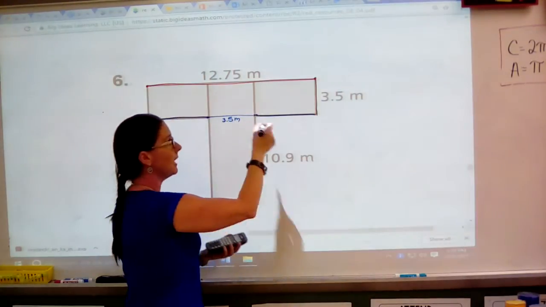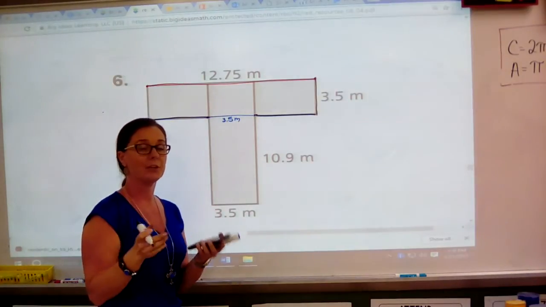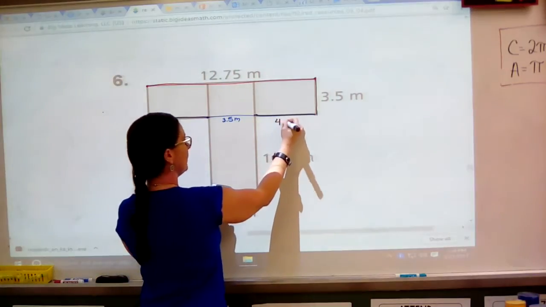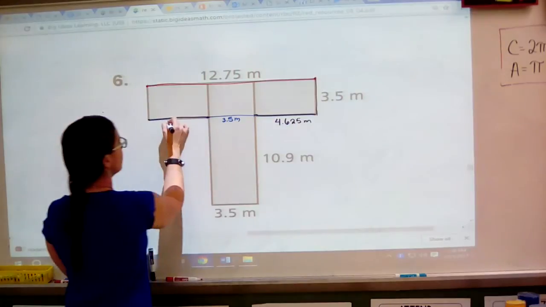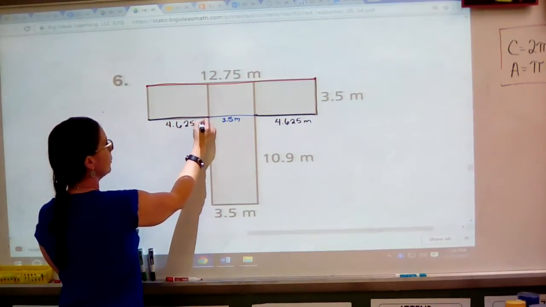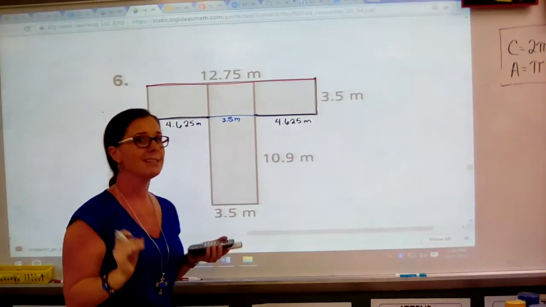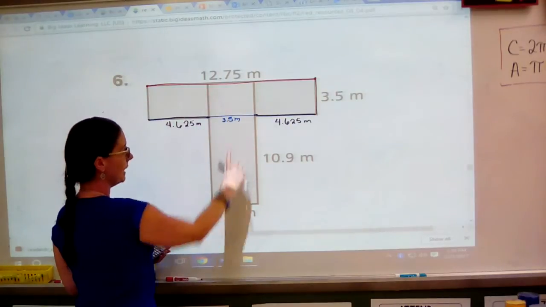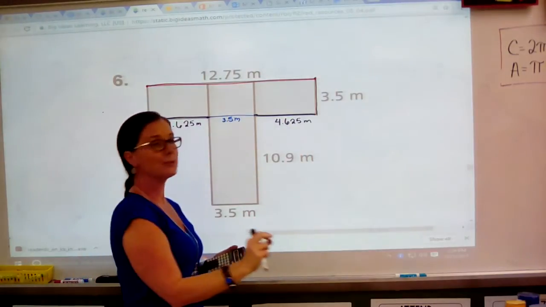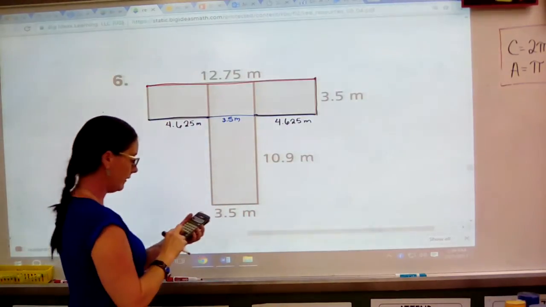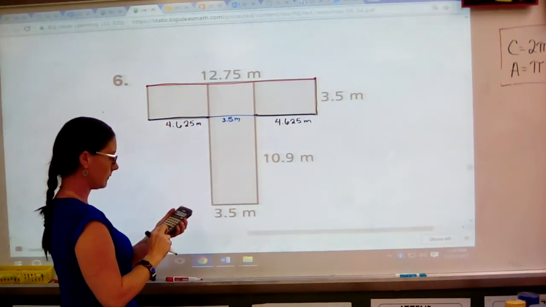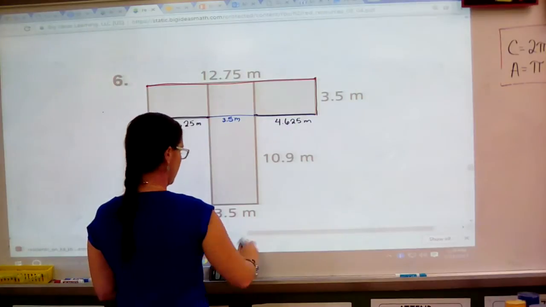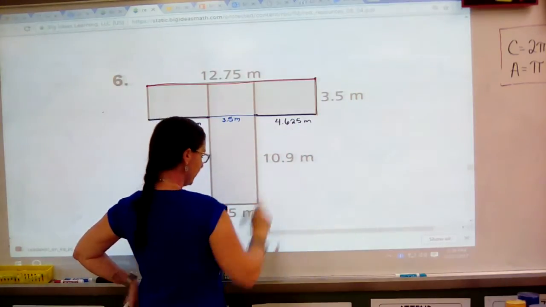So I know my two black lines are 9.25 together. I want to find out what just this one is. So I'm going to divide it by 2, which is going to tell me that each of my black lines here will be 4.625 meters. Just to make sure that I did that math right, I'm going to add my 4.625 plus my 3.5 plus my 4.625 to make sure that I get 12.75. So I did get 12.75, so I know I did that correctly.